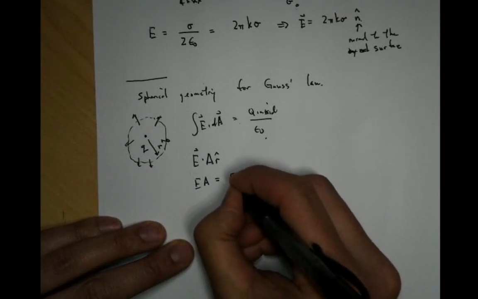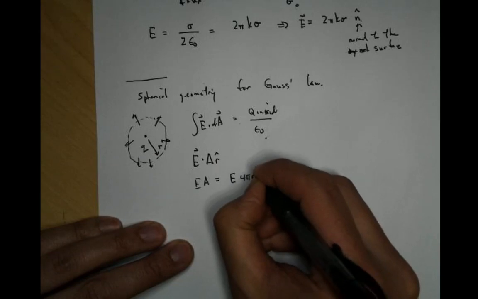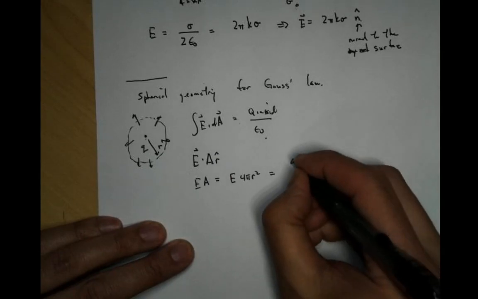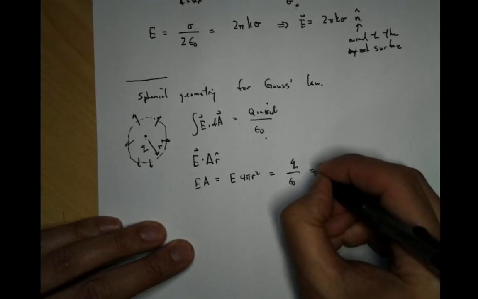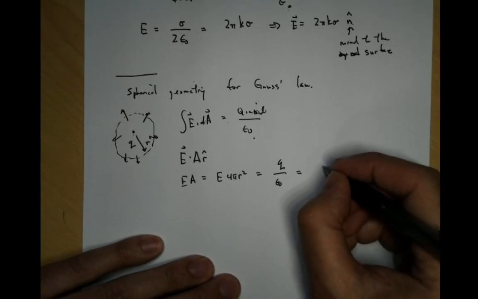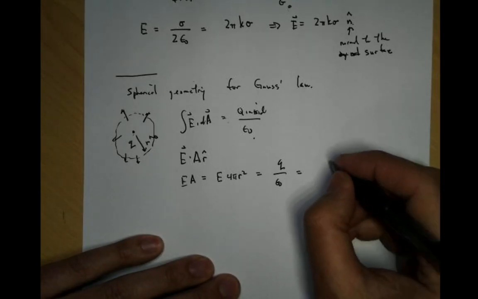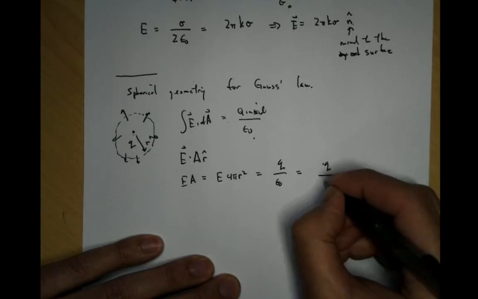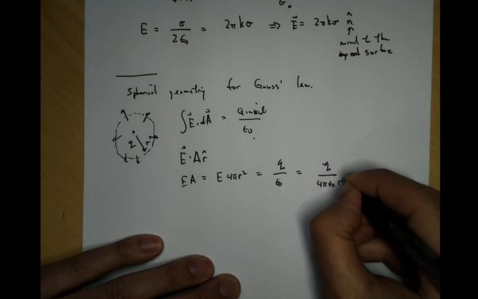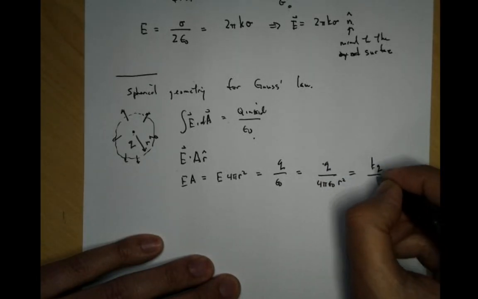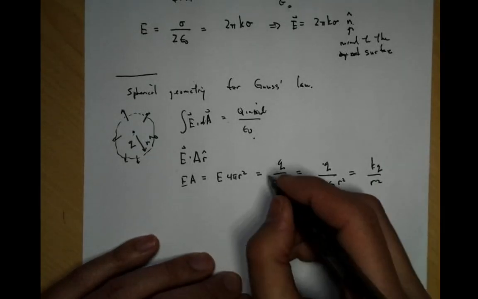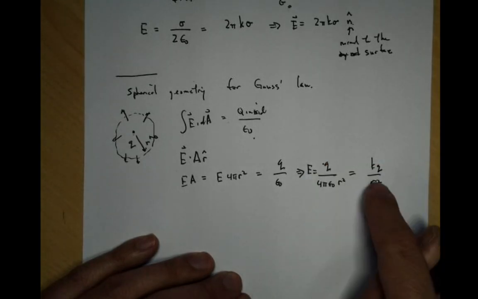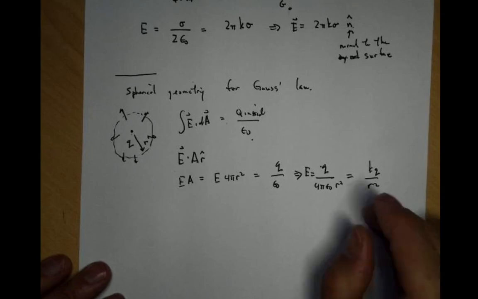So this is just going to be EA, so that's the easy part. What's EA? E times 4 pi r squared is equal to Q inside. Well, this one's easy, there's only one charge Q there, so that's going to be Q over epsilon naught. So this is going to be Q over 4 pi epsilon naught r squared, which is just KQ over r squared, which is what we knew already. This is Coulomb's law again.